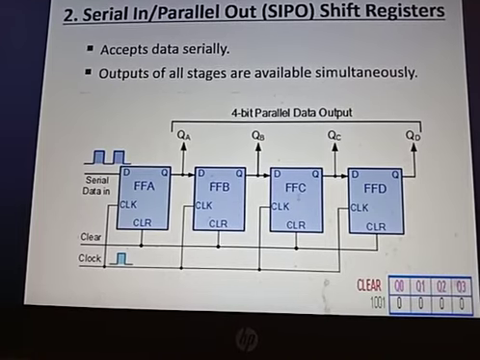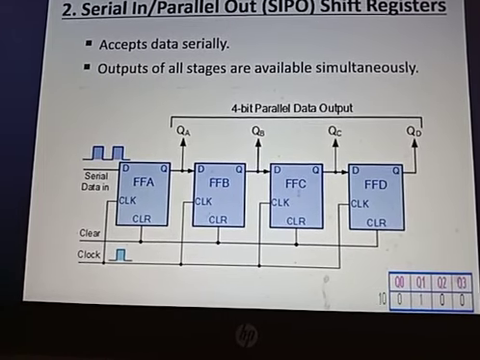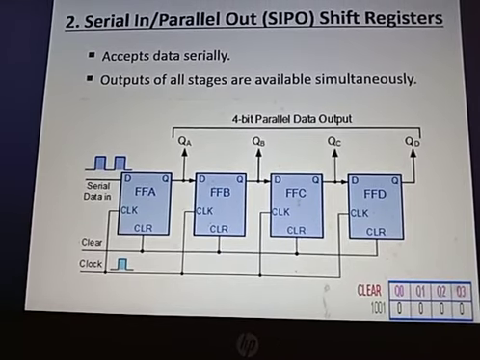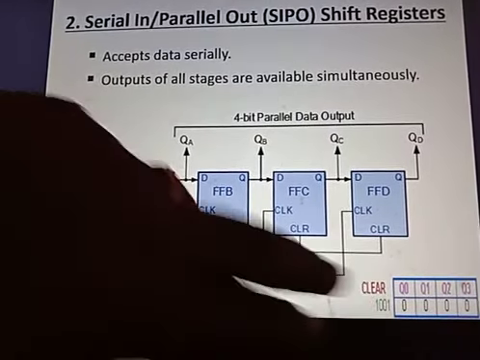Now assume that 1001 is my input. For the first clock pulse, 1 comes here, then it moves over to the last one. Look at this point. Focus.